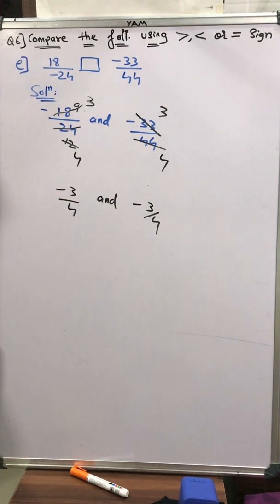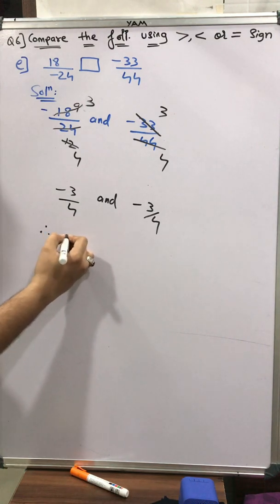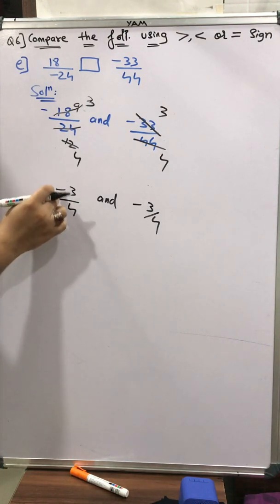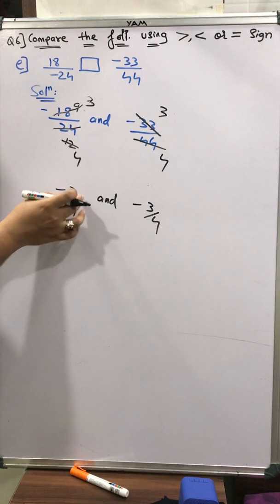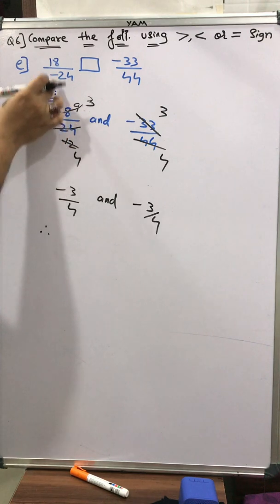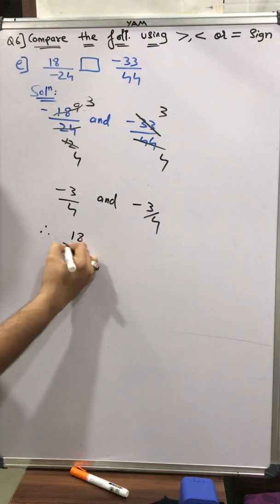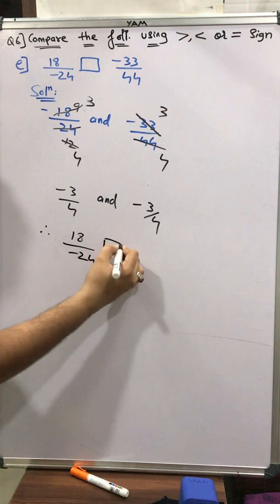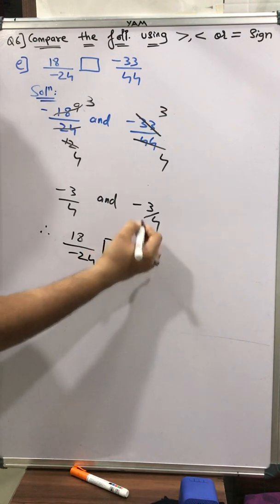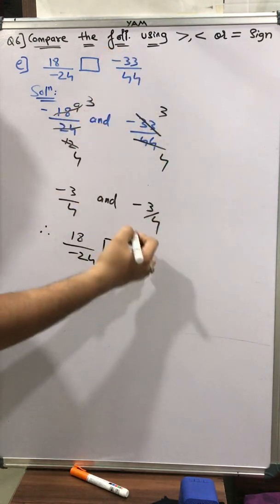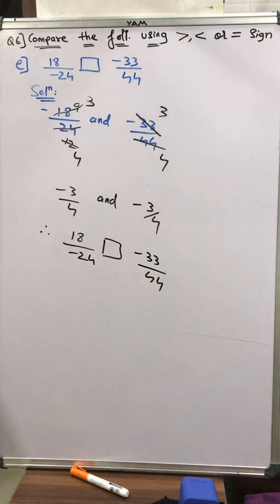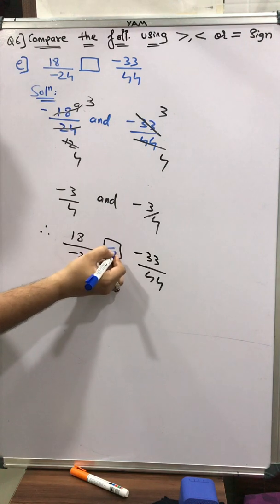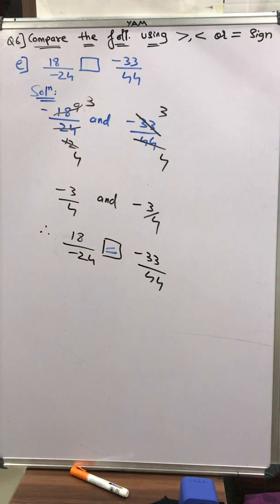But here I am fortunate enough, so both are equal. So I will say minus 3 upon 4. The original version of this minus 3 upon 4 is what? It came from 18 upon minus 24. And over here this minus 3 upon 4 came from minus 33 upon 44, and I will say both are equal. Hope you understood, students. Do it fast.